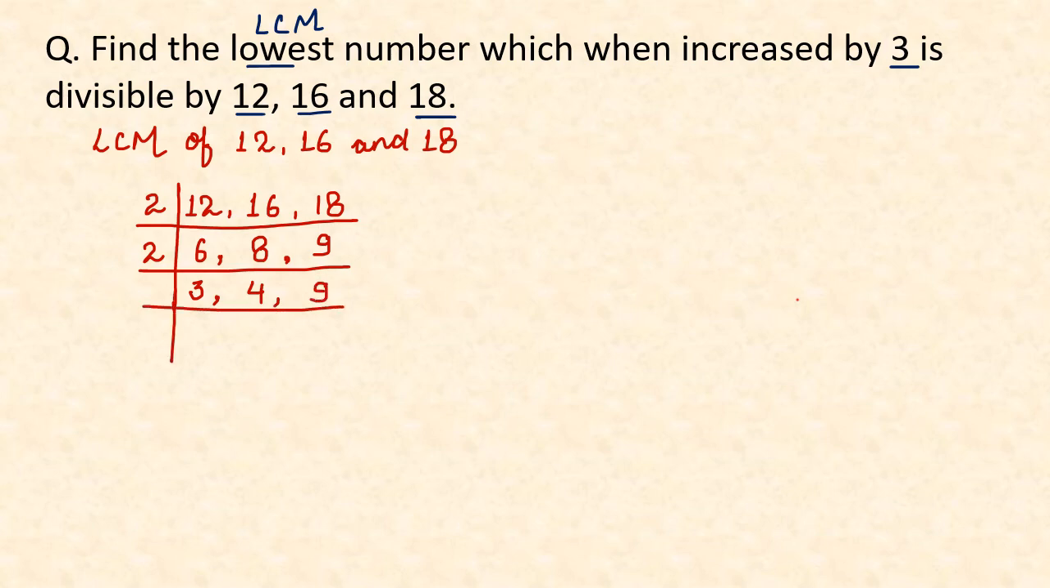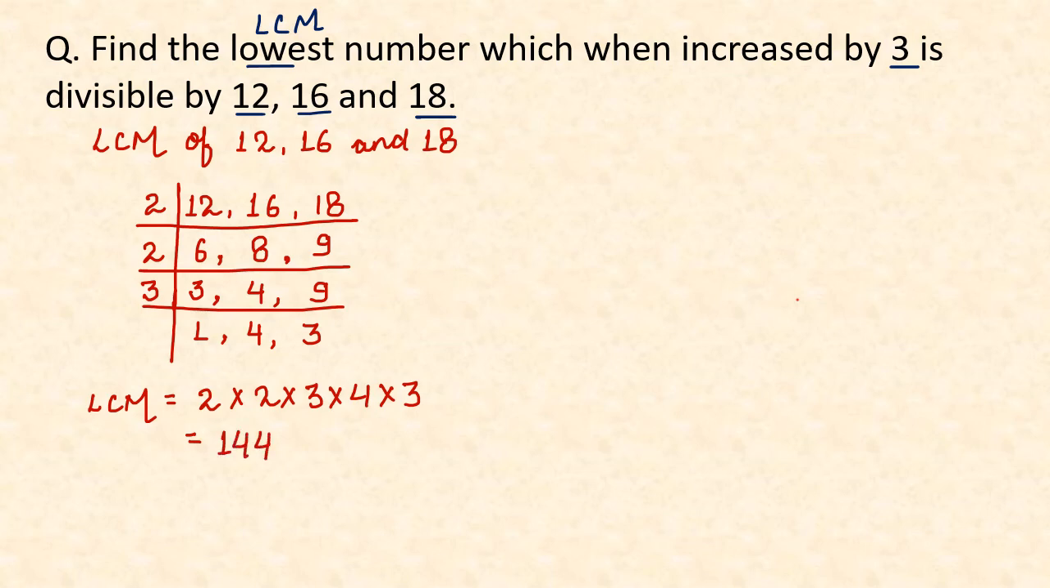Now again you can see 3 and 9, a common factor is there, that is 3. So 3 1s are 3, 4 will be written as it is and 3 3s are 9. 1, 4 and 3, there is no common factor. So we will leave the division here and LCM will be equal to 2 into 2 into 3 into 4 into 3. So on multiplying all these factors, we will get 144. Now 144 is that number which is divisible by 12, 16 and 18 exactly.